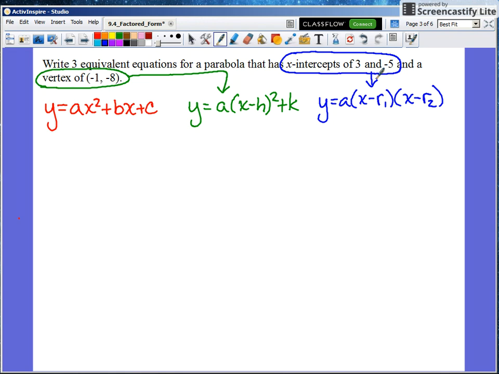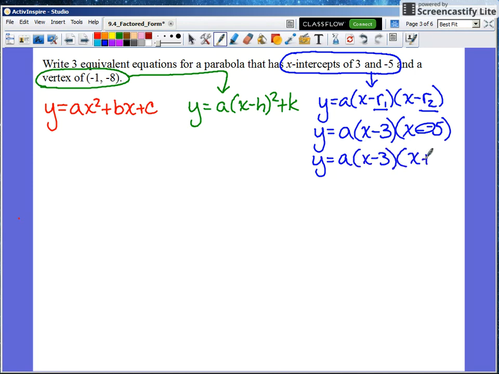So let's start there. Factored form, I'm going to fill in my roots or x-intercepts for my root 1 and root 2, leaving us with y equals a times the quantity x minus 3 times the quantity x minus -5. But minus the -5 can be rewritten as x plus 5. So now all we have left to figure out is our leading coefficient a.